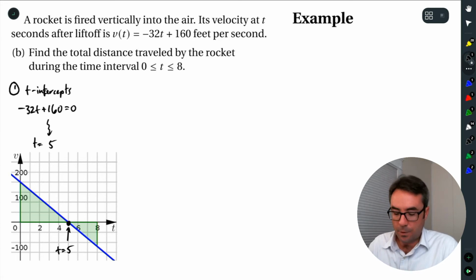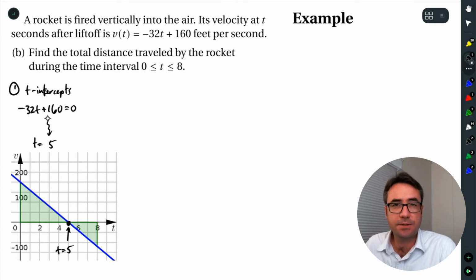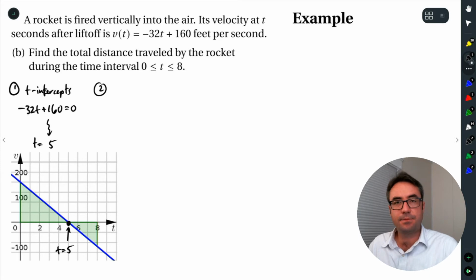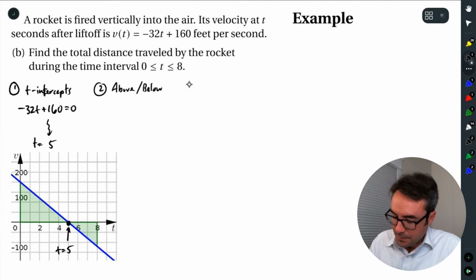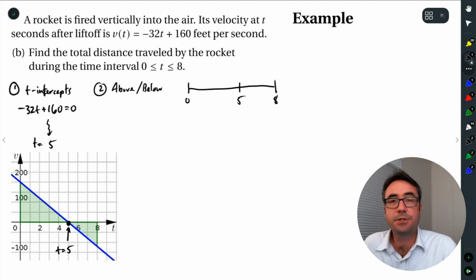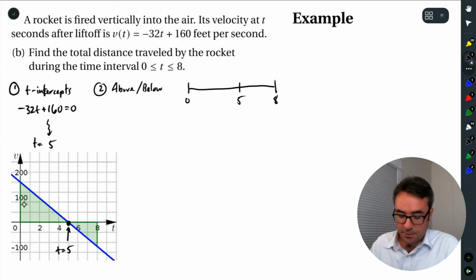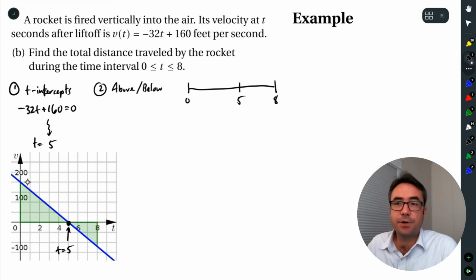So once we have where our function crosses the horizontal axis, we would want to do a little sign chart to figure out, on each of the intervals, is our velocity positive or negative? So we want to figure out above or below using a sign chart. We have our interval from 0 to 8. We plot where our function is 0. Essentially we're going through the same steps that we would do if we were just trying to find the total area under the curve.